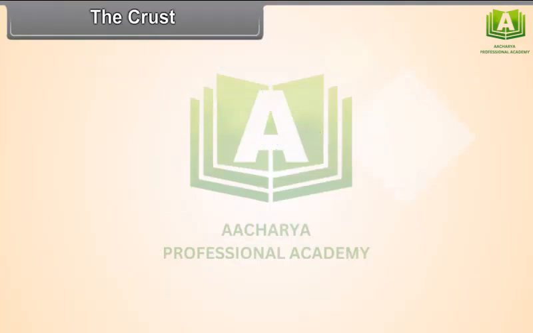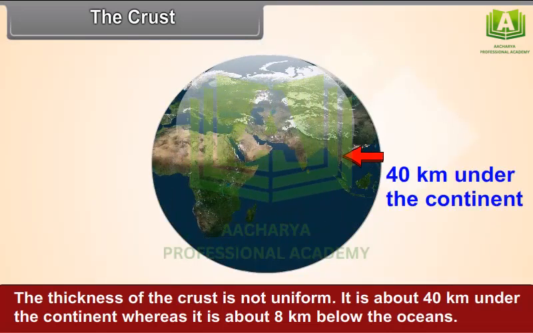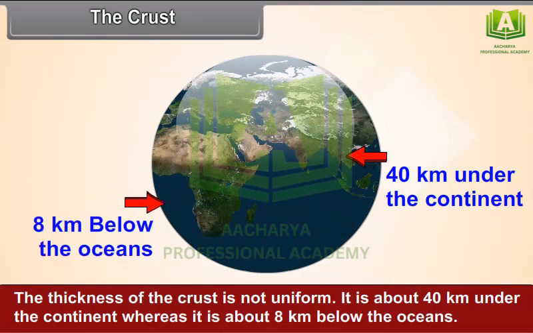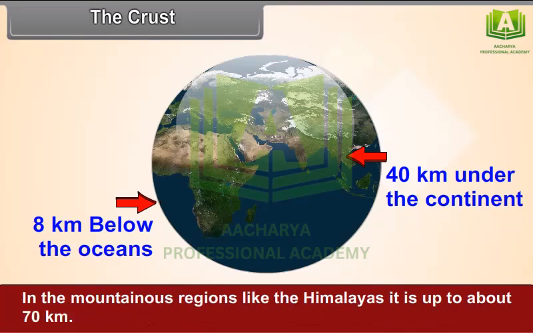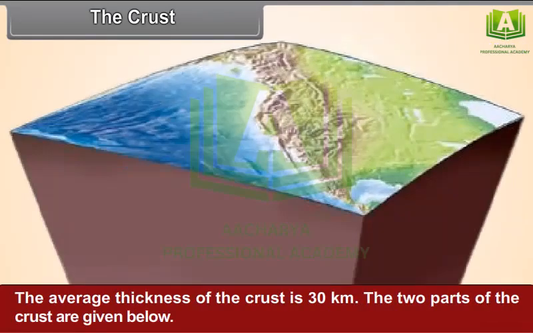The crust. The thickness of the crust is not uniform. It is about 40 kilometers under the continent, whereas it is about 8 kilometers below the oceans. In the mountainous regions like the Himalayas, it is up to about 70 kilometers. The average thickness of the crust is 30 kilometers. The two parts of the crust are given below.